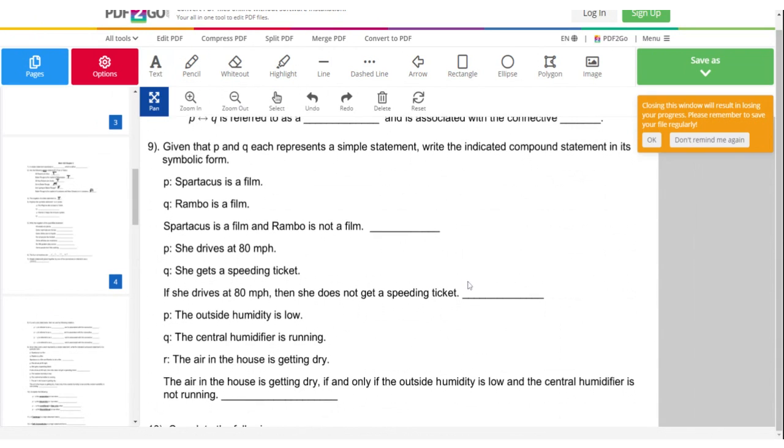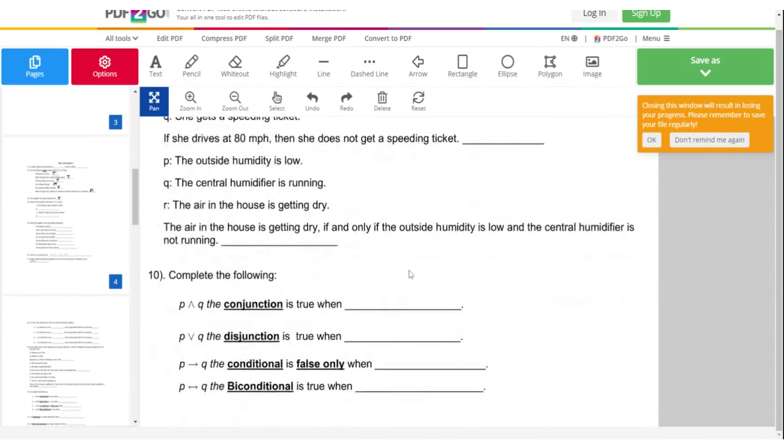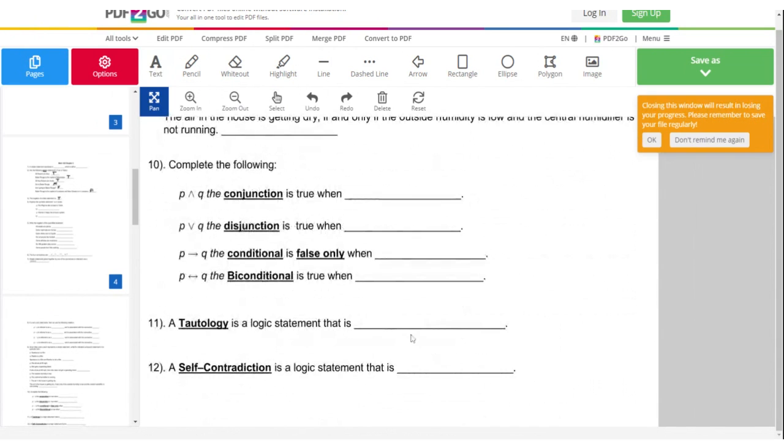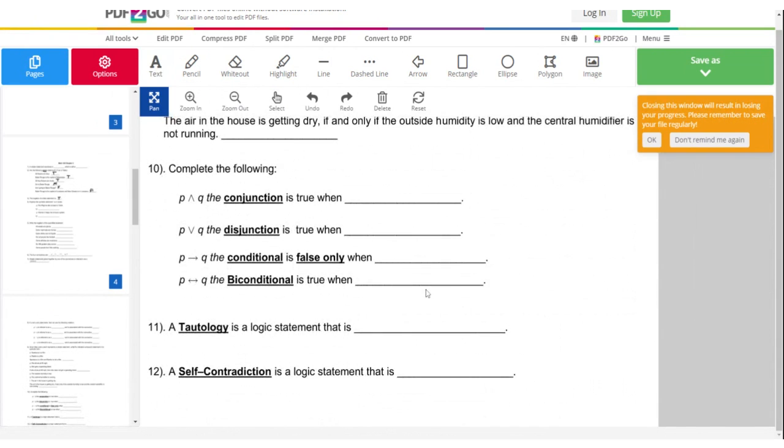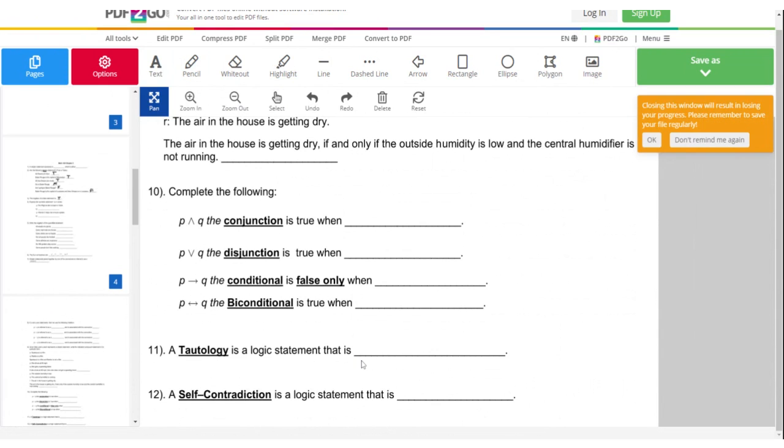See what else I got. Remember this. This is always true. Like for an argument, you have to have a tautology. It's a conditional statement. So if you got all falses, though, it's called a self-contradiction.